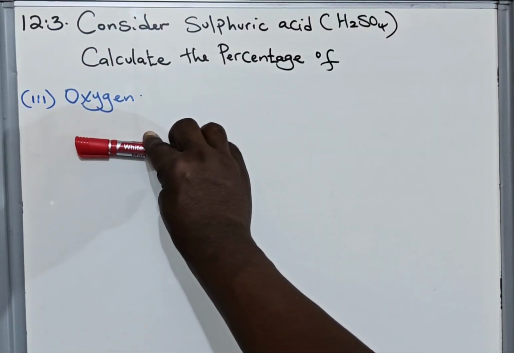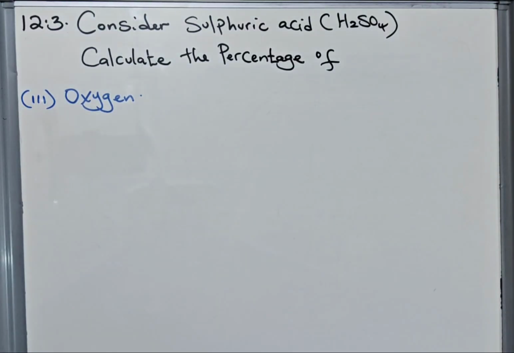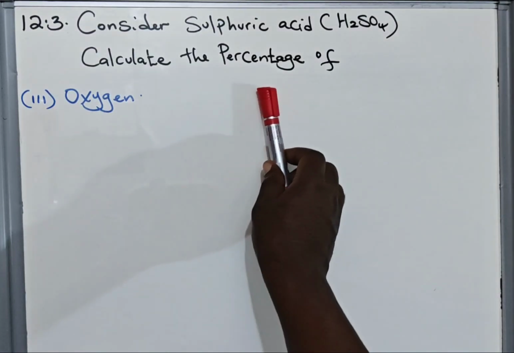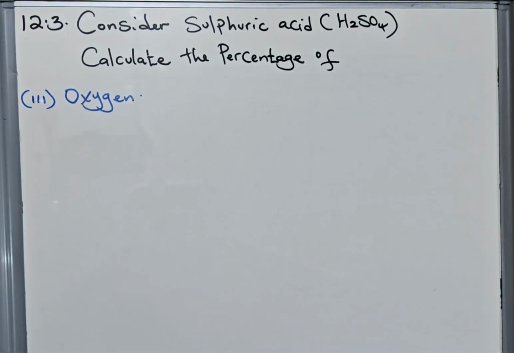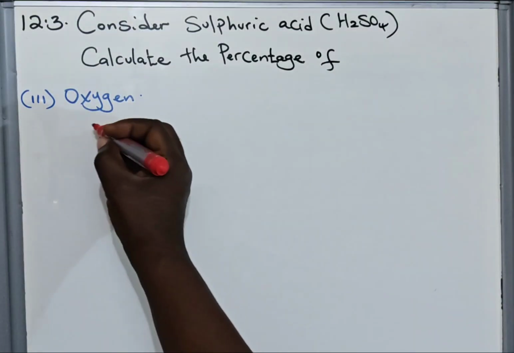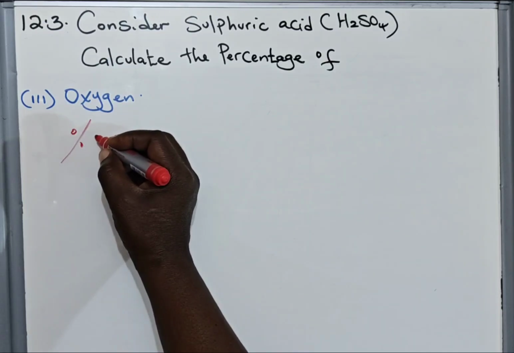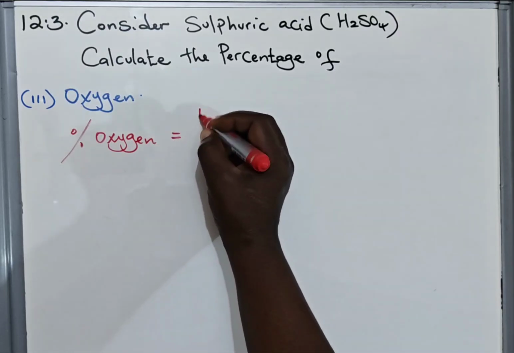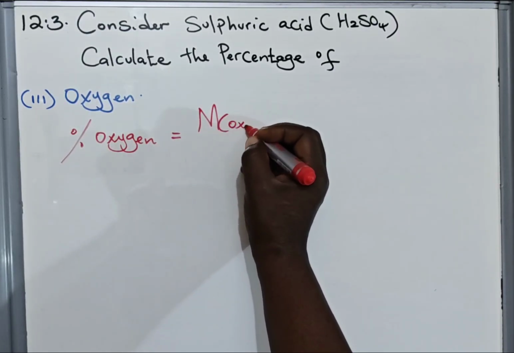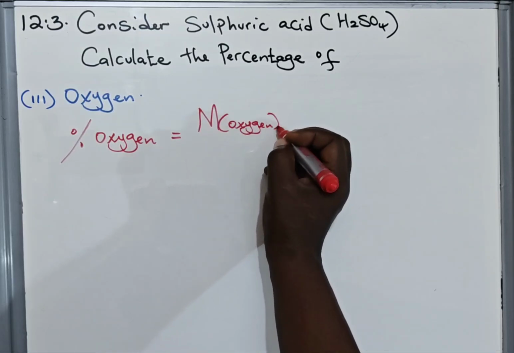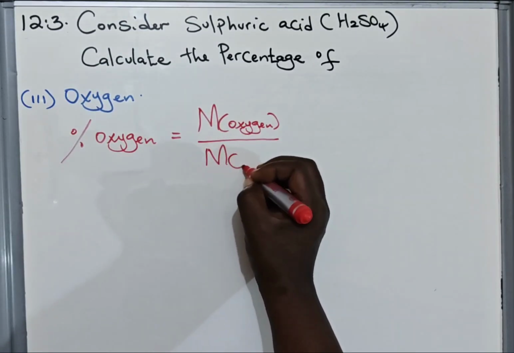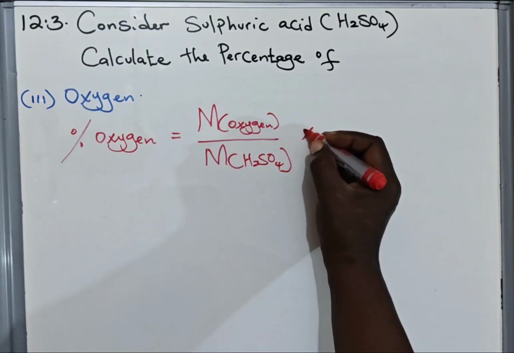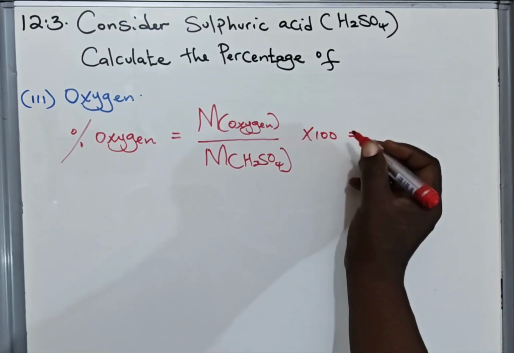Then we come to percentage of oxygen. So how do you perform this calculate percentage composition of oxygen in sulfuric acid? Okay, we have to know that percentage of oxygen is equal to mass of oxygen over mass of sulfuric acid times 100. Okay.